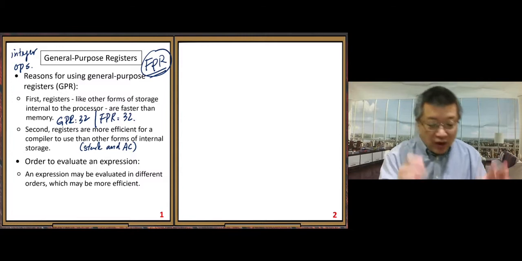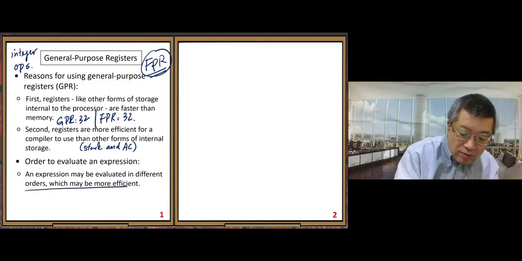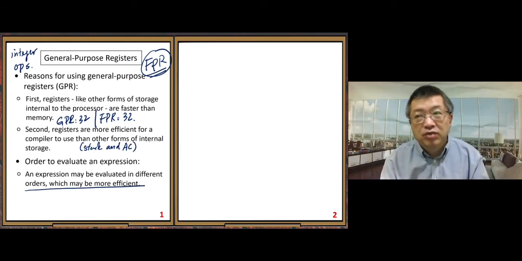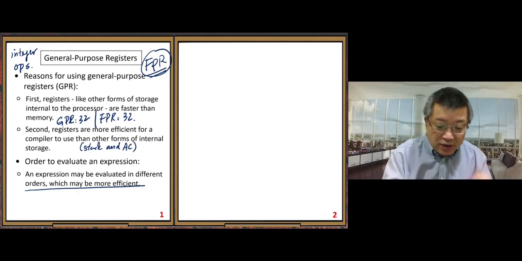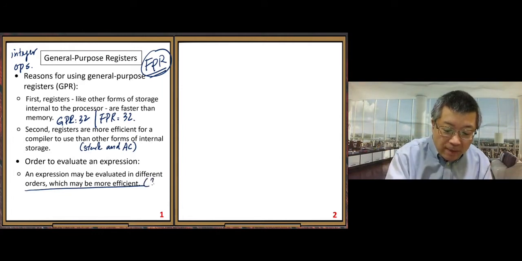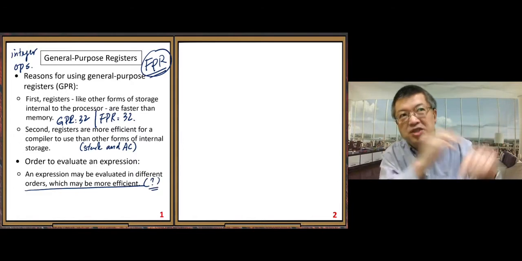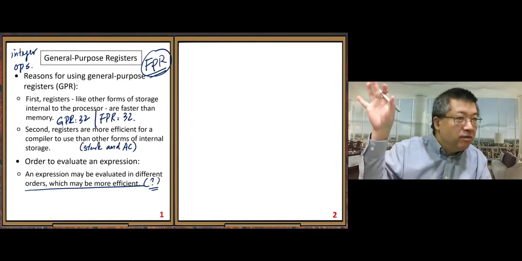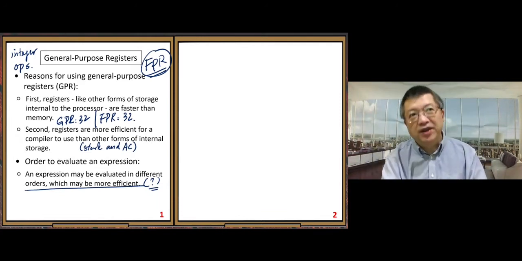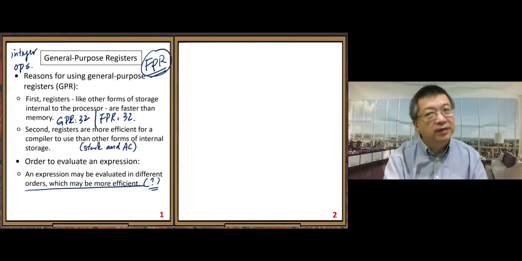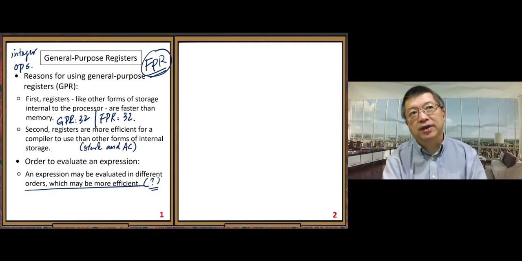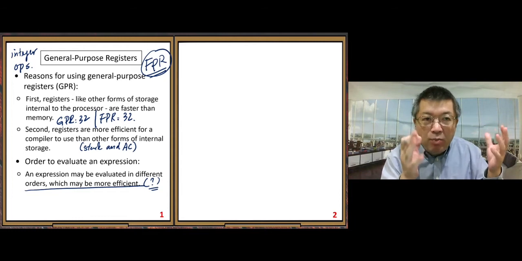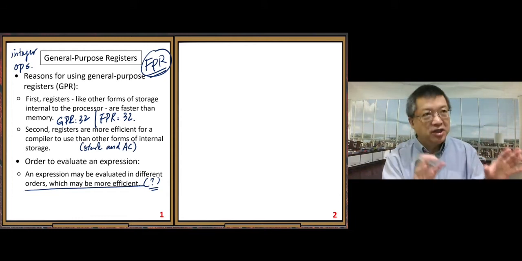To understand why using registers may be more efficient, you can change the order of execution. To understand this point, we need to study several more topics. At this point, we do not have that background. It is a little harder to understand. But later, after we understand instruction level parallelism, then we can understand this topic better.